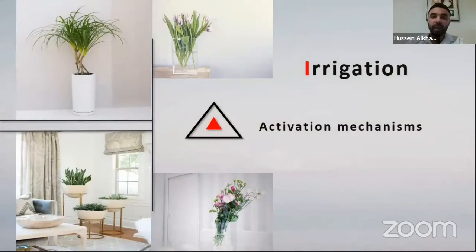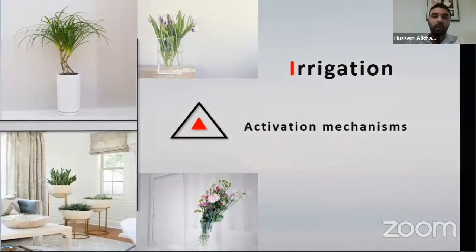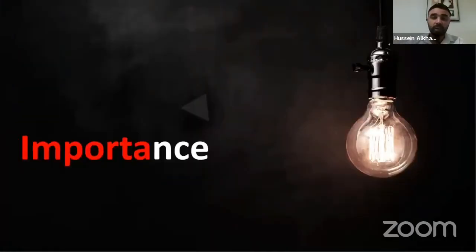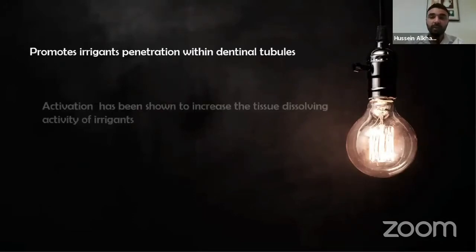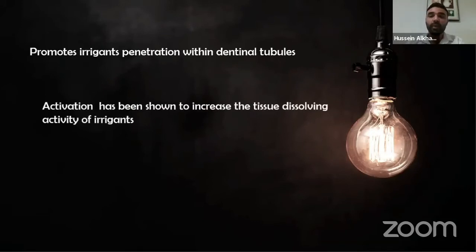Irrigation activation mechanism. It's an important subject. Its importance lies in that activation promotes irrigation penetration within the dentinal tubule. Besides that, it has the ability to boost the tissue dissolving ability and antibacterial activity of the irrigation solution. Also, activation or agitation of the fluid will decrease the time needed by the irrigation agent to reach its maximum effect.